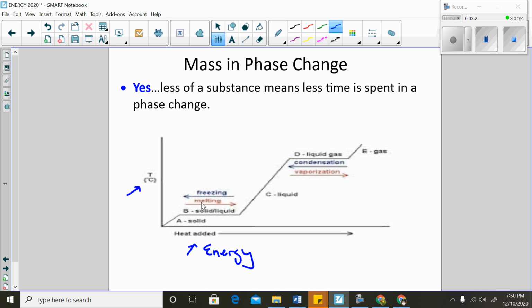So this should look familiar. Here's the melting and freezing. Here's the liquid and gas, which is condensation or vaporization. And remember this flat line, what that actually meant? There's no temperature change during a phase change, right? Hopefully that looks familiar. And then here are your 3 states of matter. There's the solid, the liquid, and the gas.